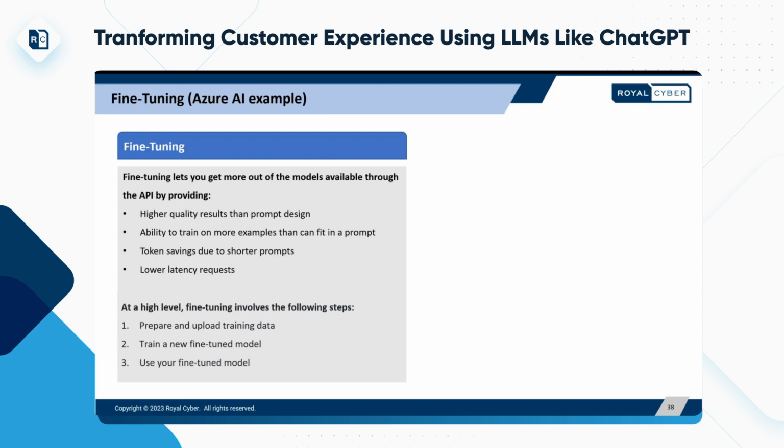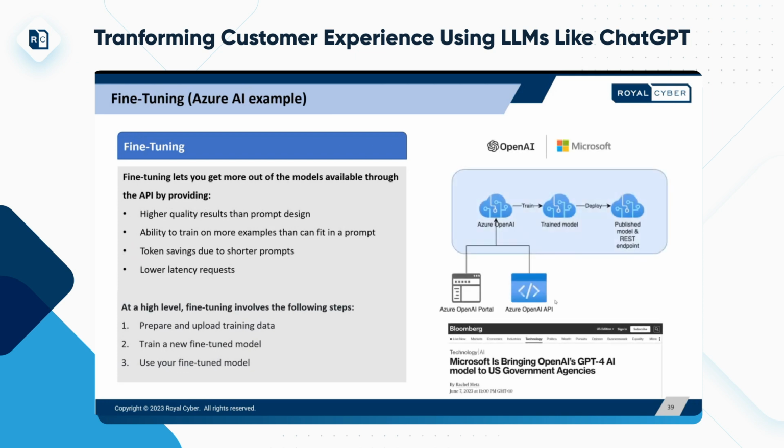In fine tuning, there are a few basic steps so we can prepare and upload training data. Again, within the prompting and prompt engineering phase, we are not able to provide large corpuses of data. In this specific format, we can prepare and upload training data, and we can train a new fine-tuned model. That gives us the ability to use the fine-tuned model in commercial settings.